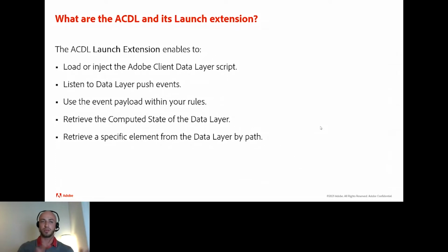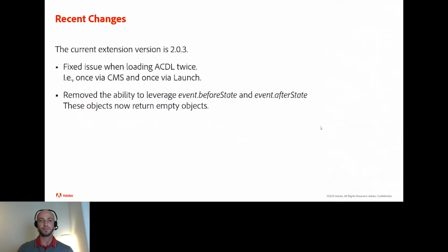Now we have the library, we have the extension. Let's have a look at what some recent changes are. Some of you might recall that we've had this session already in other conferences, but over time there were some changes I want to highlight here. The current version of the extension is 203, and there was an issue when you would load the ACDL twice. We've happily fixed that issue in this version.